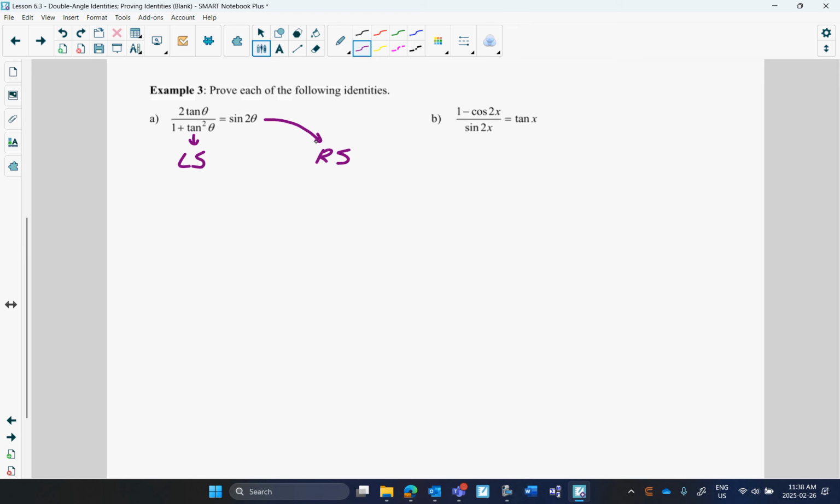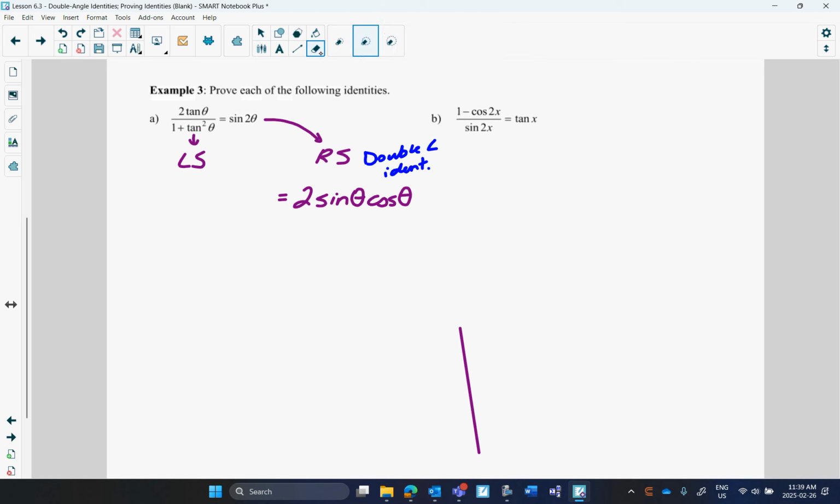Sine 2 theta. Remember, we want to get sine thetas and cos thetas. That's what we want. I don't want a sine 2 theta. This is the same as what? Sine 2 theta is 2 sine theta cos theta. It is a double angle identity. I can't go any further on that side. So somehow I got to make the left side look like 2 sine theta cos theta. Well, I got some tan theta, so I got some work to do.